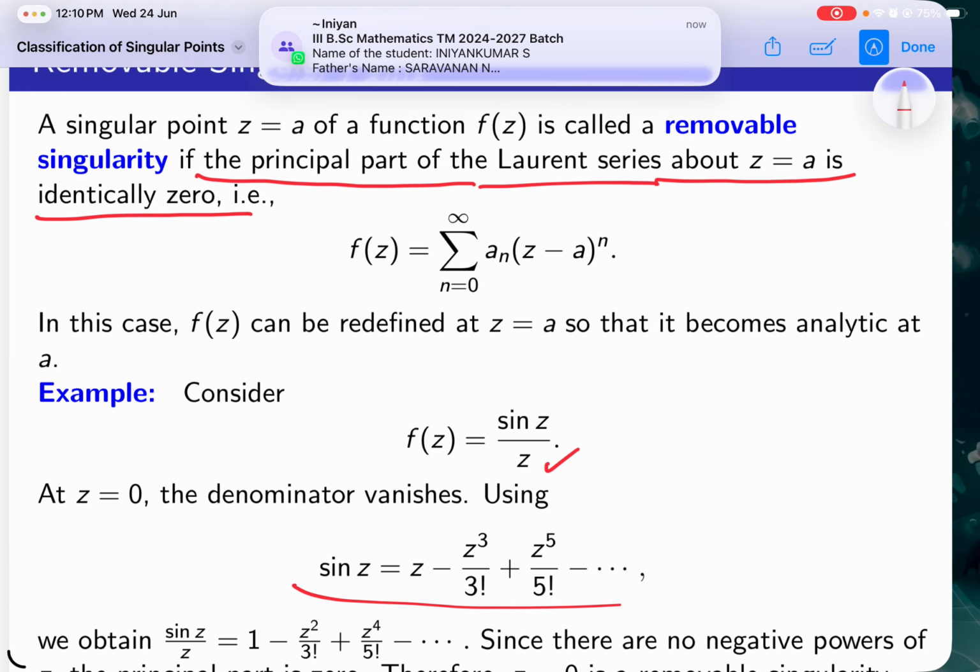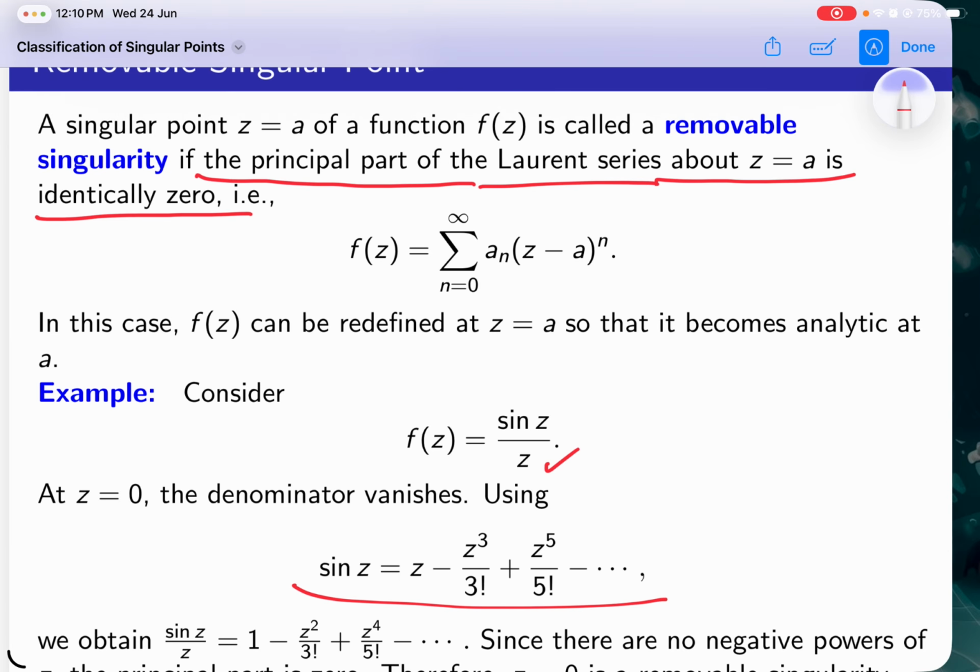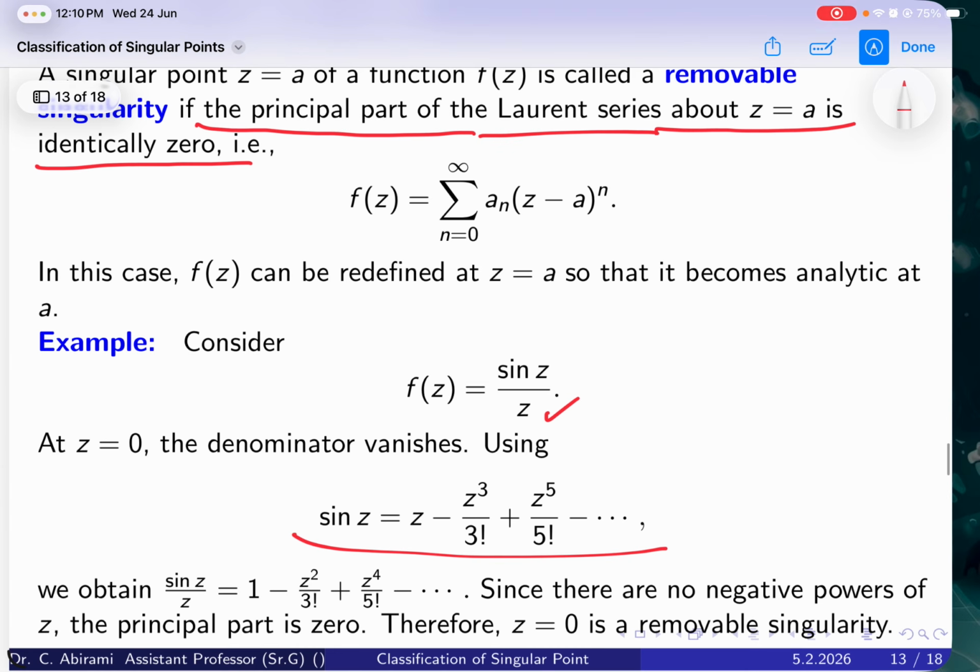So we can expand sin z. You know the expansion of sin z, z minus z cube by 3 factorial. So sin z by z means you can take z as a common factor. So 1 minus z squared by 3 factorial. In this expansion, it does not contain any negative powers of z. Since there are no negative powers of z, the principal part is 0. Therefore, z is equal to 0 is a removable singularity.